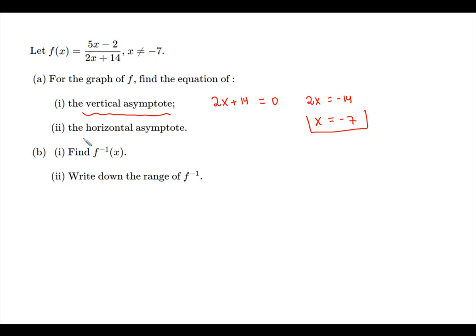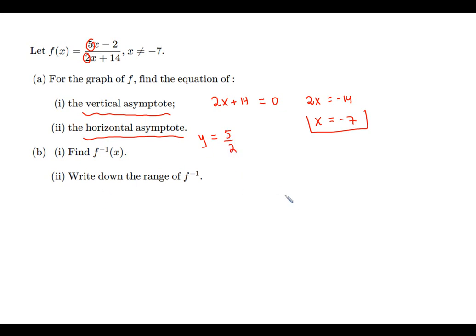Horizontal asymptote, if you want to find the horizontal asymptote, that's when we look at the exponents of the x's. Now, if you have an x on the numerator and the denominator, remember all we care about are then the coefficients of the x's. So in this case, we're going to have the line y is equal to the coefficient of the x's, which is 5 over 2. Okay, so the coefficients of the x's will give us the horizontal asymptote.